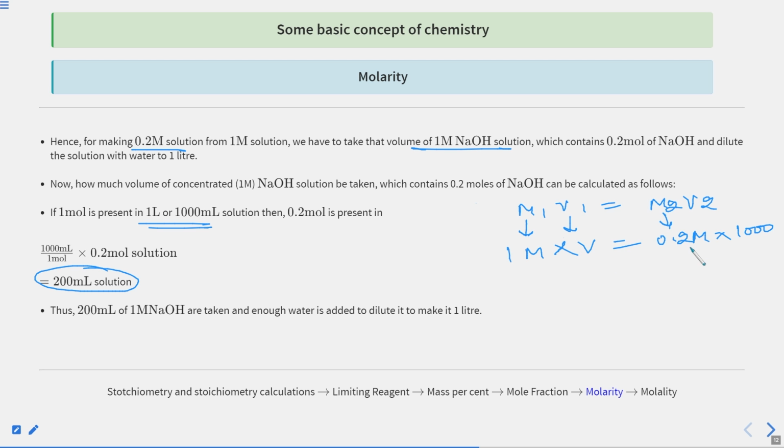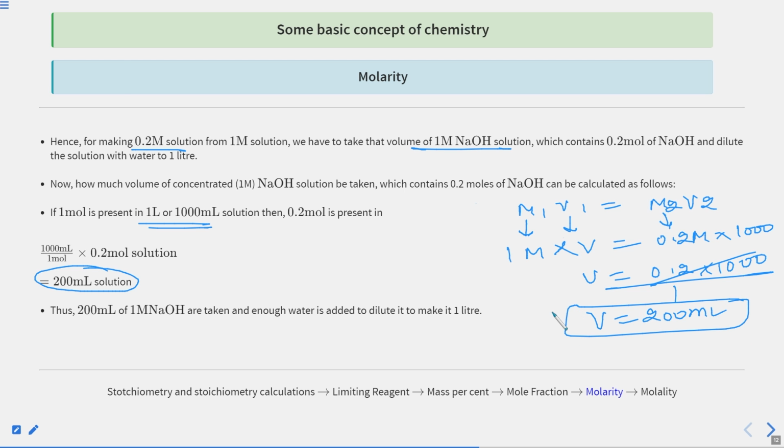So 1000 into 0.2 divided by 1, so V would come out to be 0.2 into 1000 divided by 1. So you will get volume will be 200 ml.